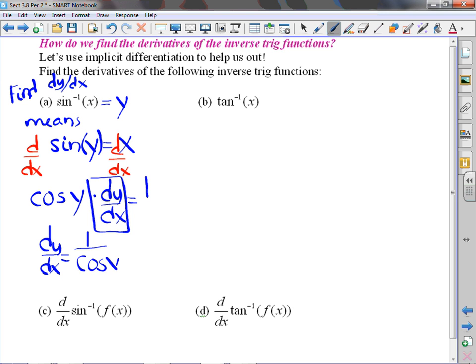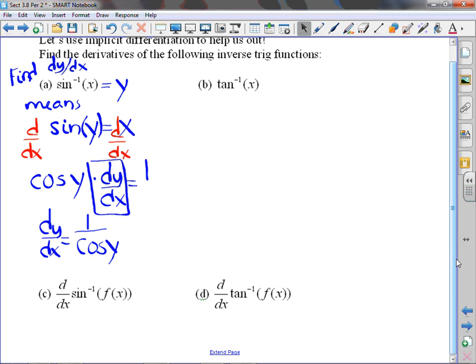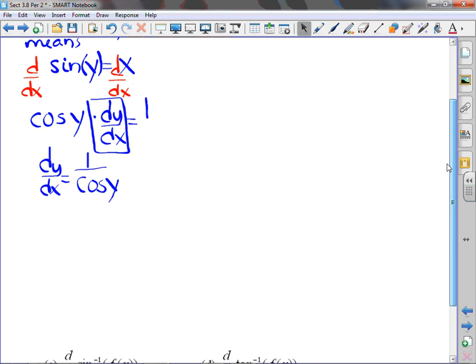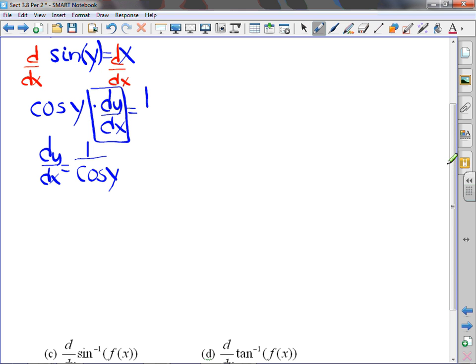But here's the deal. I don't want to see a y in my answer. Divide by cosine y. Okay, so I don't want to see a cosine of y. So what is y? Y was what? Inverse sine. So what it's asking me to do is this. It's 1 over the cosine of inverse sine of x. And there's those identities, but I could go back and look because we did it, but let's just do it again. It's not that hard.